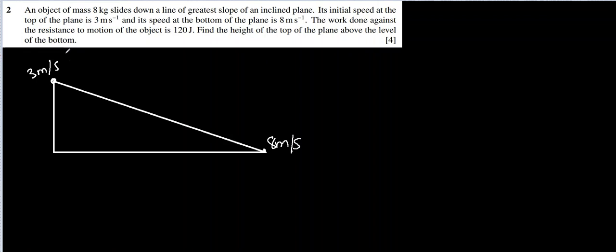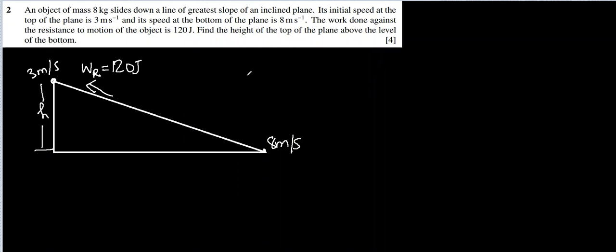The work done against resistance, where resistance includes friction and air resistance, is 120 joules. Find the height of the top of the plane. So we have to find this height. How high it was when it started.